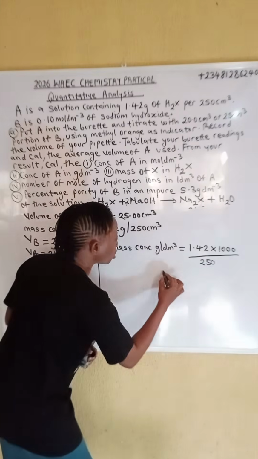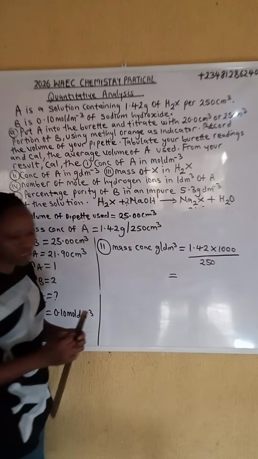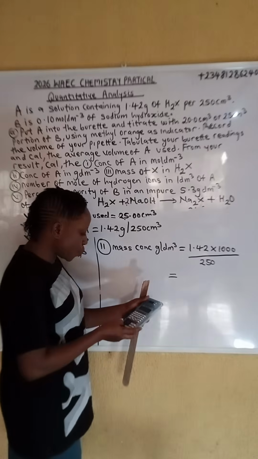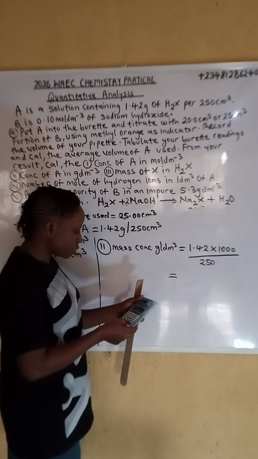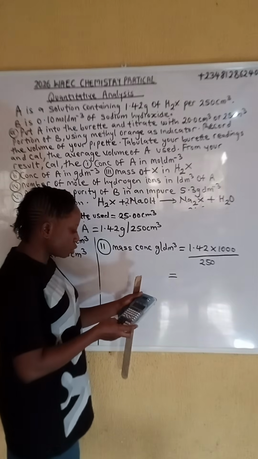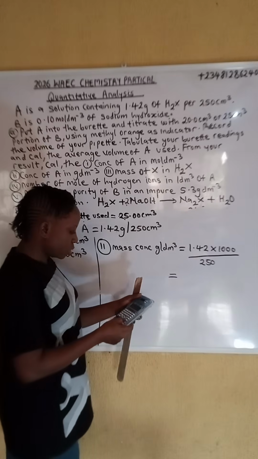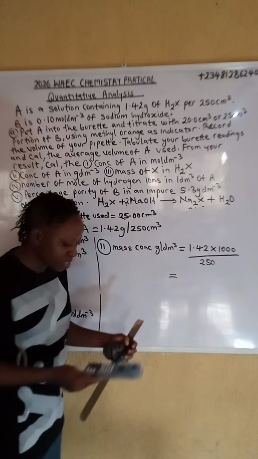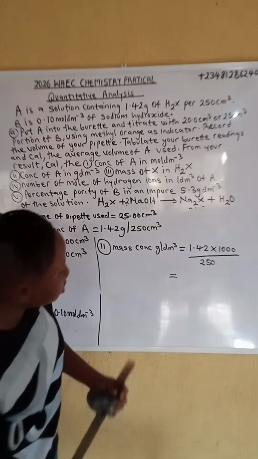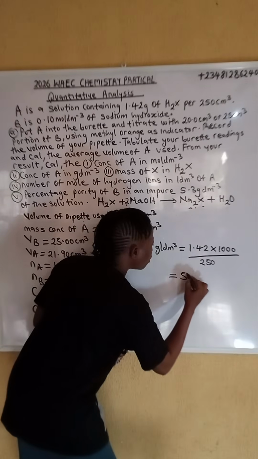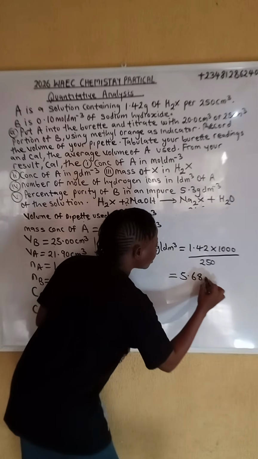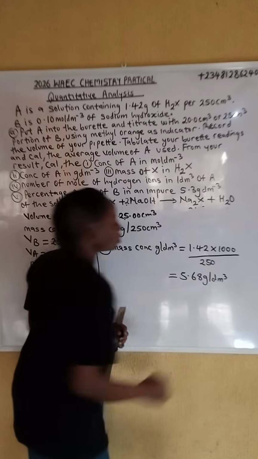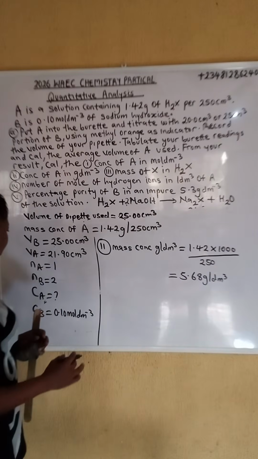So it will give you what? What will be our mass concentration in gram per dm cube? That is 1.42 multiplied by 1000 divided by 250. So our answer equal to 5.68 gram per dm cube.